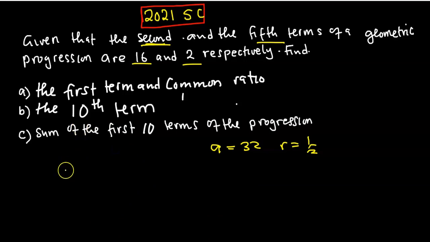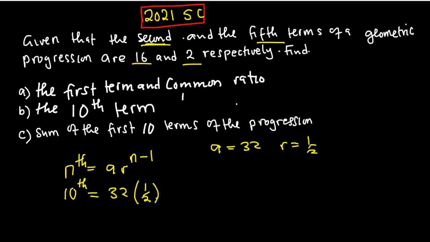How are we going to find the 10th term? The nth term is equal to a r to the power n minus 1. Now we are finding the 10th term, equal to what? The first term is 32, multiplied by our r, which is 1 over 2. Then this is the 10th term, so the position is number 10. So our n is 10, and 10 minus 1 is going to give us 9.